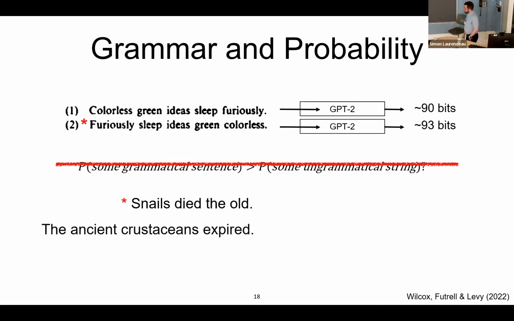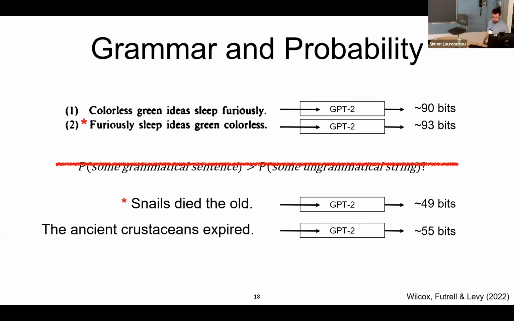Here's another sentence. The ancient crustaceans expired. So this is clearly grammatical in English. This has grammatical structure in English, but the words are all somewhat odd. So actually each word in this grammatical sentence is like a low frequency variant of a word in the ungrammatical sentence on top. See? So if you pass these in a GPT-2 or really any modern language model, you get surprisals like this. The ungrammatical thing is actually lower surprisal, higher probability than the grammatical thing. So it's not the case that grammaticality, the grammatical structure of a language, just is the probability of the string.